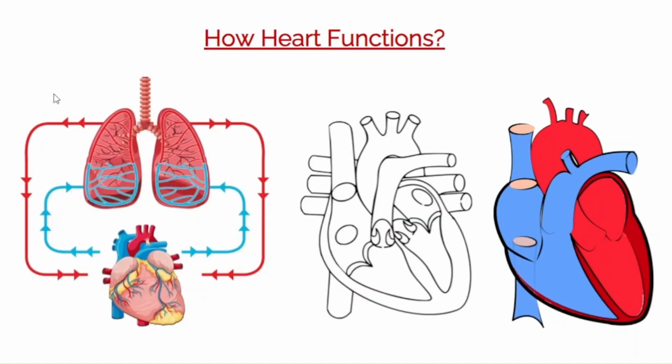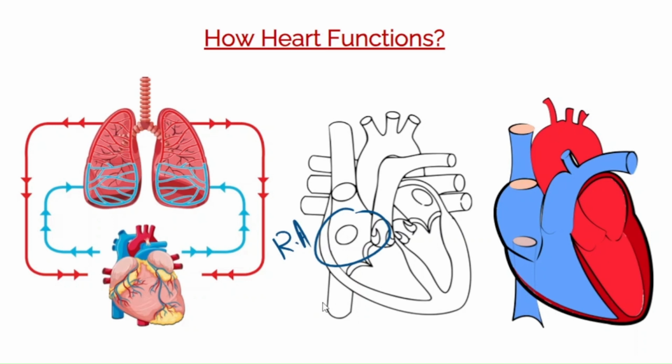Now, let's discuss how the heart performs its function. We know that the function of the heart is to pump blood throughout the body to deliver oxygen. But have you ever wondered where blood goes after it delivers oxygen to your body? After delivering oxygen, the deoxygenated blood enters into the right atrium of the heart. This is the right atrium.